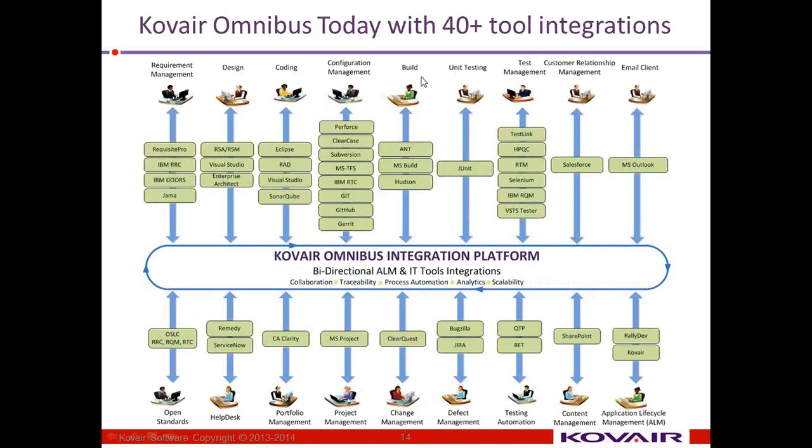And this is the last slide. This shows all the connected tools in Kovair's ecosystem today. We have adapters for all these tools. We have 40+ tool integrations today. As you can see, for requirement management, there are 4 tools, including Doors, JAMA, Requisite Pro. For configuration management, we have so many of them, I think probably 8 in number, starting from Perforce, ClearCase to Git, GitHub. And some other tools like Salesforce, MS Outlook, that is the email client we are discussing.